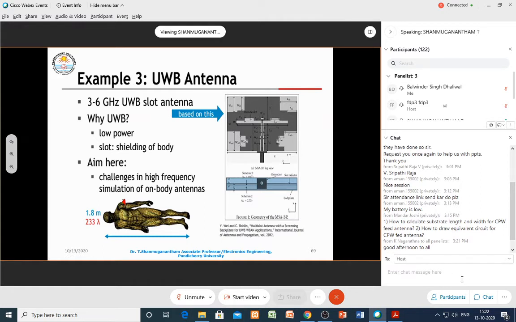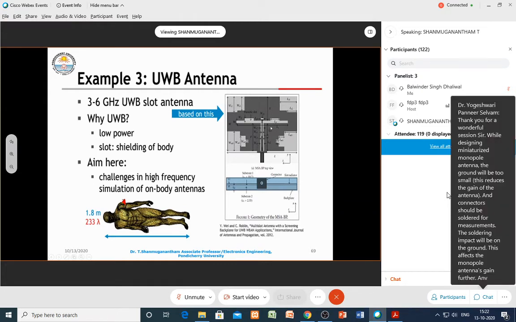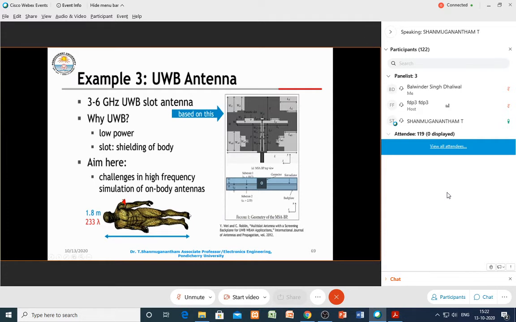Also, the next case was the UWB antenna, particularly a 3 to 6 GHz UWB slot antenna was designed. This is the slot antenna, and here it is challenging for high frequency, particularly this UWB case. A normal human of 1.8 meter height, a 6 feet human model, is considered. And for this case the wavelength is 233 lambda.